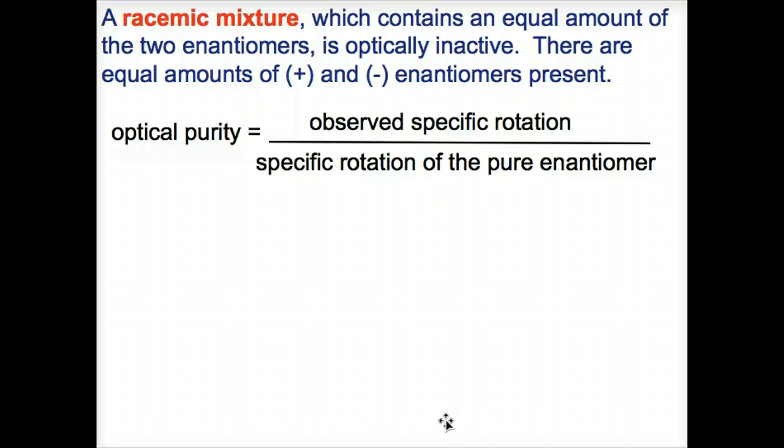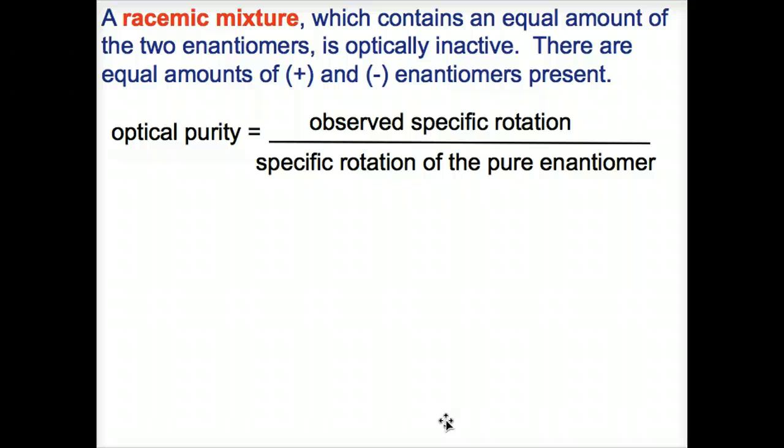Okay, let's look at 4 definitions. A racemic mixture is not optically active. They do not rotate the plane of polarized light. Every molecule that rotates the plane in one direction is matched by another molecule that rotates it in the opposite direction. So the plus-and-minus symbol is used to symbolize a racemic mixture.